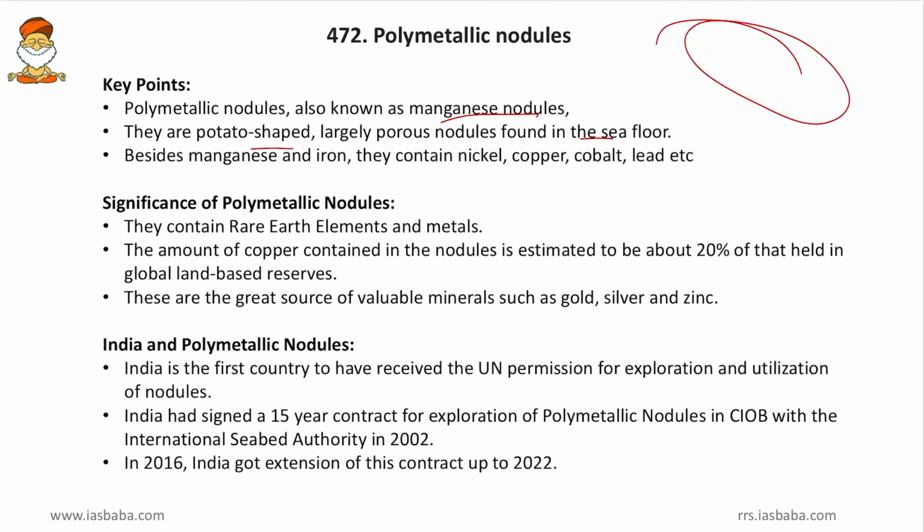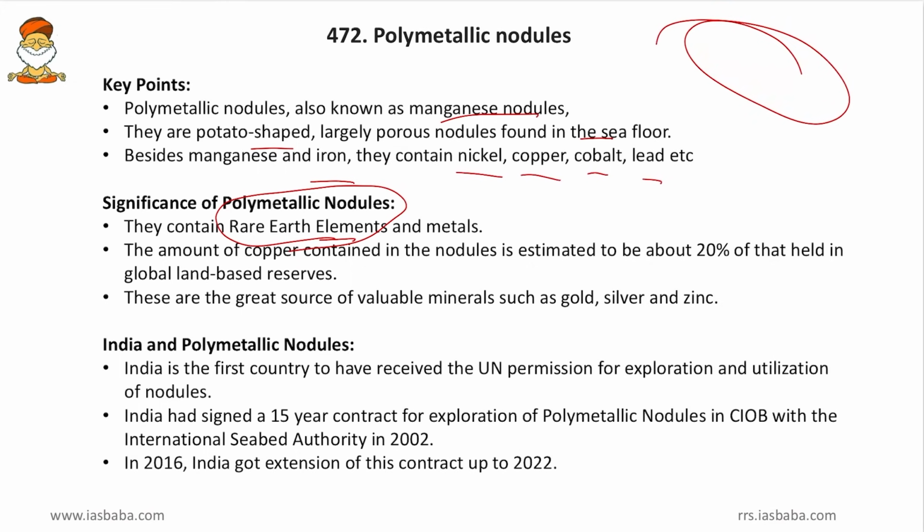Then besides manganese, they also contain iron, nickel, copper, cobalt and lead. So almost all the metals are present in different proportions. Then coming to the significance of these polymetallic nodules, they contain rare earth elements and metals. So even the rare earth elements are present. And what are these rare earth elements? We will discuss in the further slides.